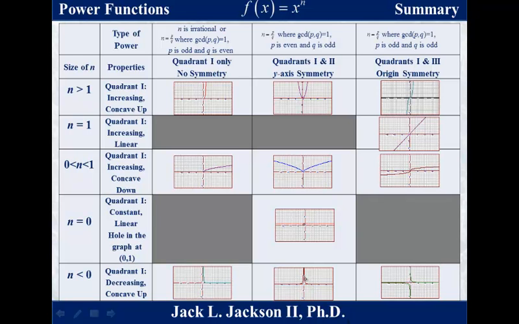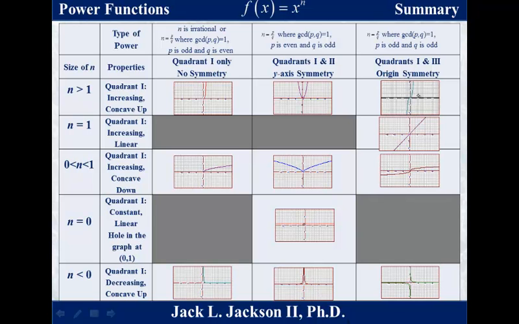And this one down here, where the power is less than 0, but even over odd, is in the first and second quadrants. The first quadrant is decreasing, concave up. The second quadrant is increasing, concave up, and both quadrants have the x-axis and y-axis as asymptotes. Over here in the last column, all of these have origin symmetry. The middle column, all of them have y-axis symmetry.